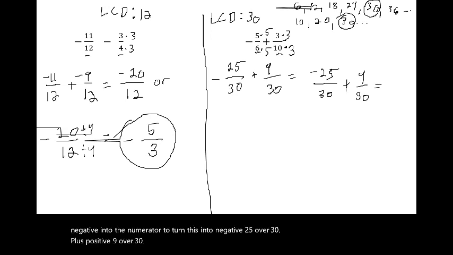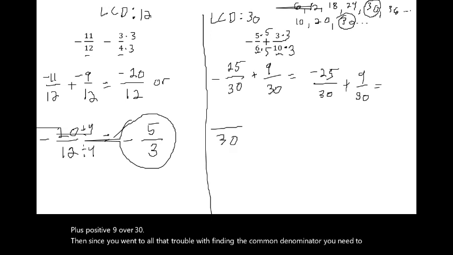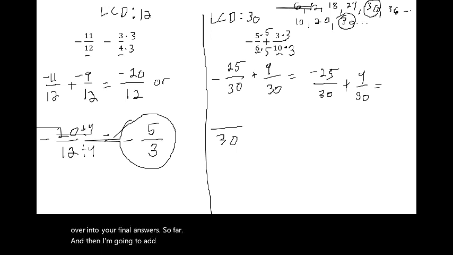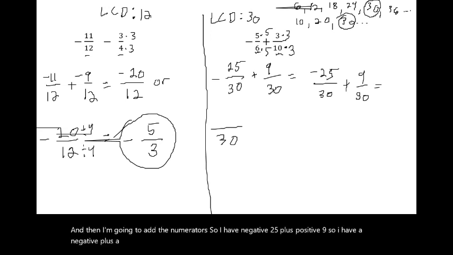Then, since you went to all that trouble of finding the common denominator, you need to carry it over into your final answer so far. And then I'm going to add the numerators. So I have negative 25 plus positive 9. So I have a negative plus a positive, the rule is going to be you subtract them as if they were both positive. So 25 minus 9 is 16.